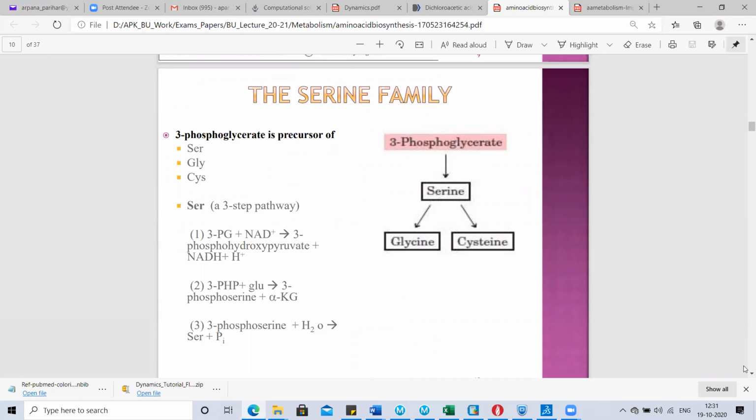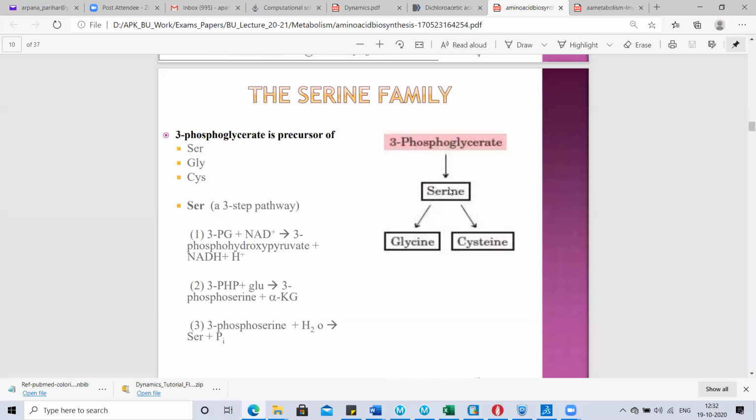The next is the serine family. For the biosynthesis of serine, the basic precursor is 3-phosphoglycerate. We already have seen this. Here the enzyme 3-phosphoglycerate dehydrogenase converts this 3-PG into phosphohydroxypyruvate, and this phosphohydroxypyruvate interacts with glutamate and produces phosphoserine, which undergoes a reaction catalyzed by phosphatase and produces serine.